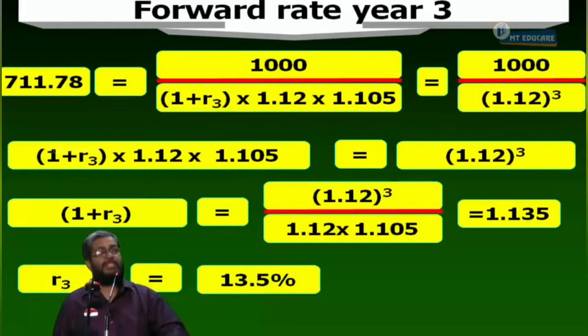The other method is much more simpler. Call it what method? Bootstrap method. How to use bootstrap method? Tell me. 3 years, the interest earned is 3 into 12%, 36%.